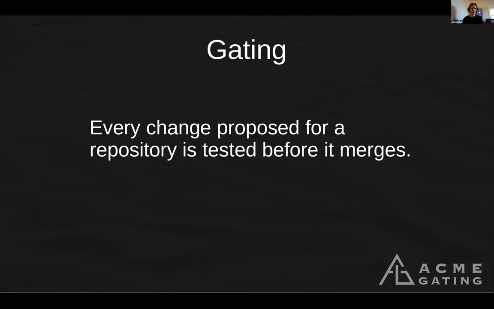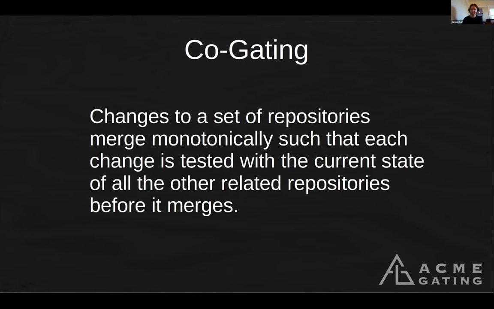So I've got a couple of definitions here because I've been using this word as if everybody knows what it means. This is what the word gating means to me: every change proposed for a repository is tested before it merges. Zuul adds on to that with this idea of co-gating, where if you have different repositories, then changes to a set of repositories merge monotonically, so that each change is tested with the current state of all other related repositories before it merges.